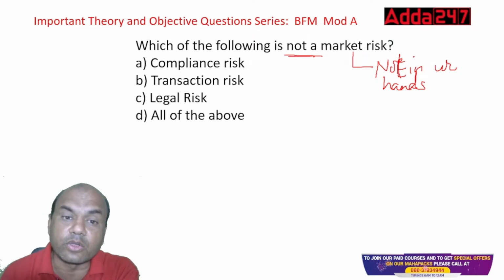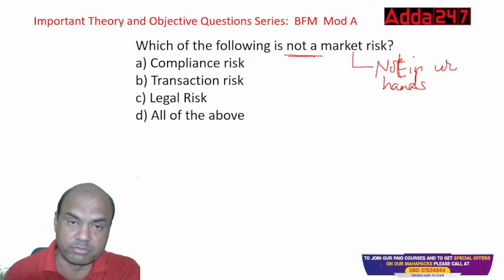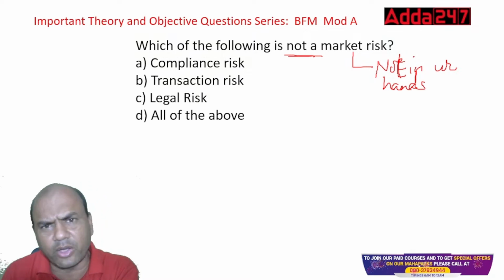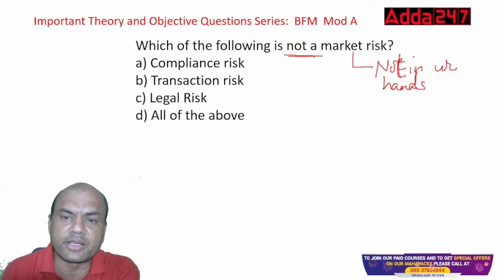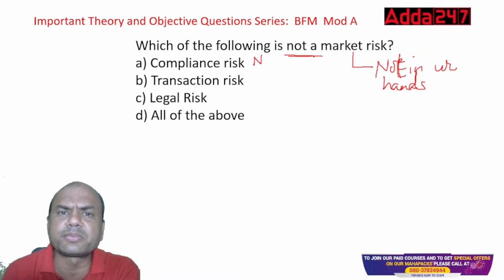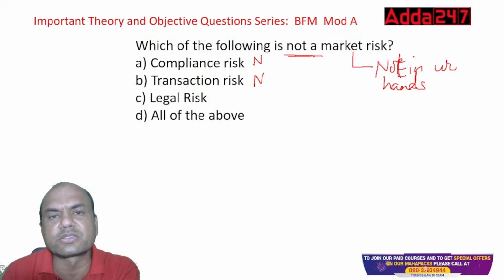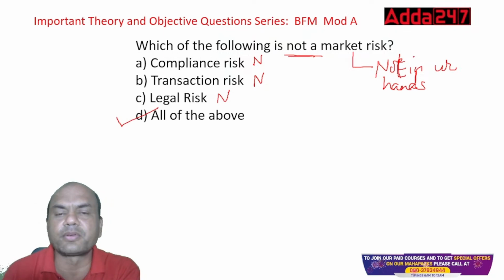So which of the following is not a market risk? Compliance risk. Compliance means submitting the returns or the consent documents to RBI. It's in your hands. You have to follow the compliance. So it is not a market risk. Transaction risk: whatever transaction I'm doing, I must maintain precautions in that. External forces are not acting on this. Legal is again a part of transaction risk, basically operations risk. These are all operations-related risks, so none of them is a market risk. The answer is all of the above.